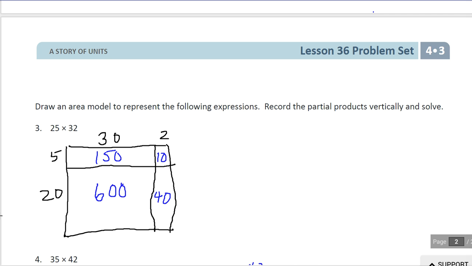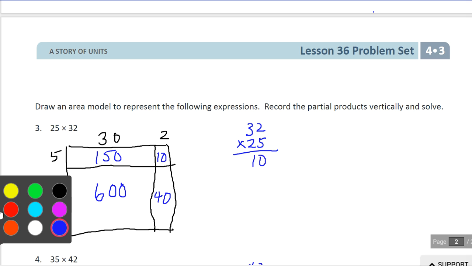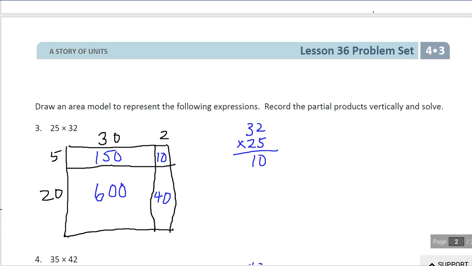Anyway, we got 25, and that's going to be times 32. What does that look like? Well, 5 times 2 is 10, so that's our smallest one there that we started with right here. Okay, that was that one. And then we're going to do 5 times 3, but it's not 5 times 3, it's 5 times 3 tens. And 5 times 3 tens is 15 tens, or 150. So there's our 150 there.